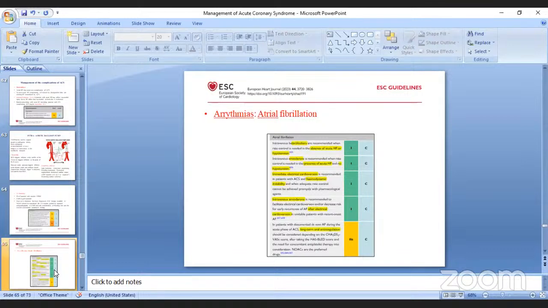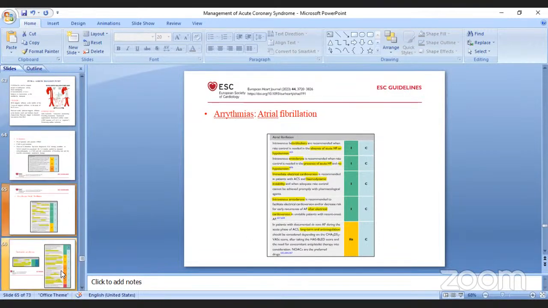Arrhythmias. These are very important complications of ACS. Various arrhythmias can be seen. One is atrial fibrillation. Intravenous beta blockers are recommended in the absence of acute heart failure or hypertension. Amiodarone is recommended in the presence of heart failure, but there should not be any hypertension. In case of patients with hemodynamic instability, immediate electrical cardioversion is recommended. And amiodarone has to be continued after electrical cardioversion in order to prevent recurrence. And these patients have to be kept on long-term oral anticoagulation also.